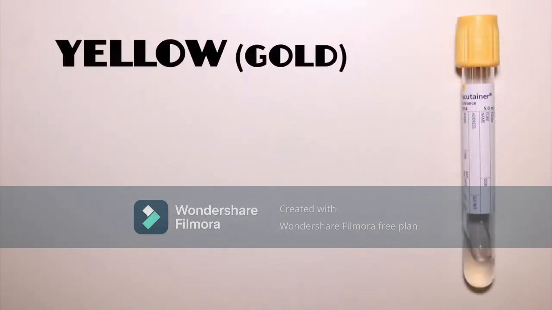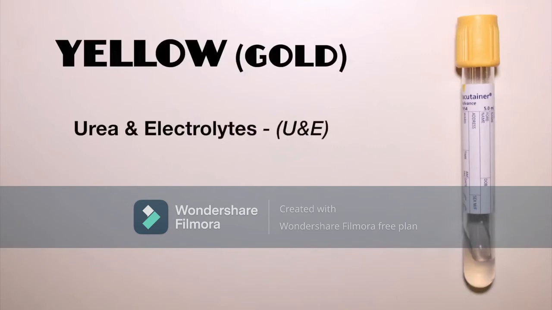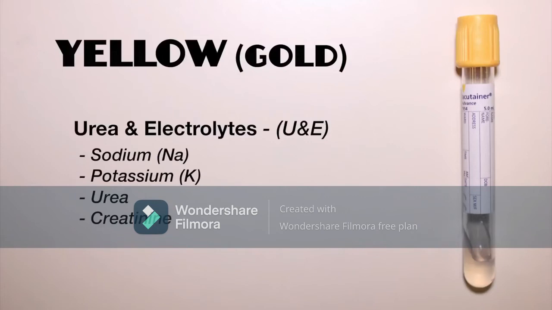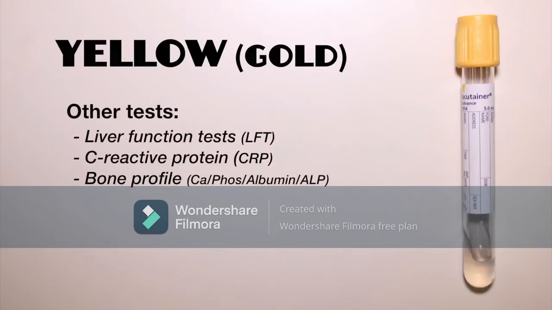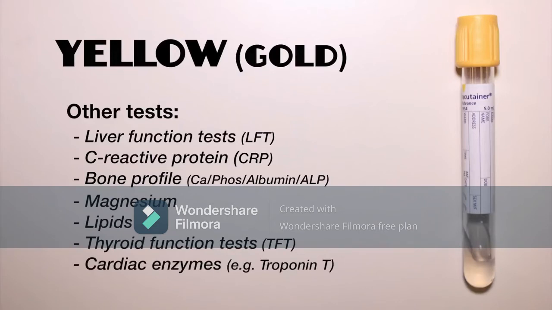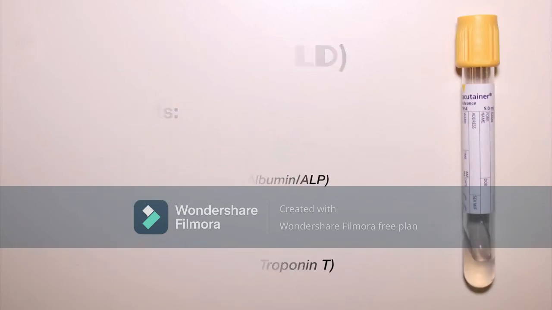sugar control. The gold top bottle is used for a range of biochemistry tests, including urea and electrolytes. This gives values for sodium, potassium, urea and creatinine, used for assessing kidney function and detecting electrolyte derangement, for example hyperkalemia. Other tests include liver function tests, C-reactive protein, bone profile, magnesium, lipids, thyroid function tests and cardiac enzymes. The same bottle is also used for various more specialist endocrinology, oncology, toxicology, virology and immunology tests.